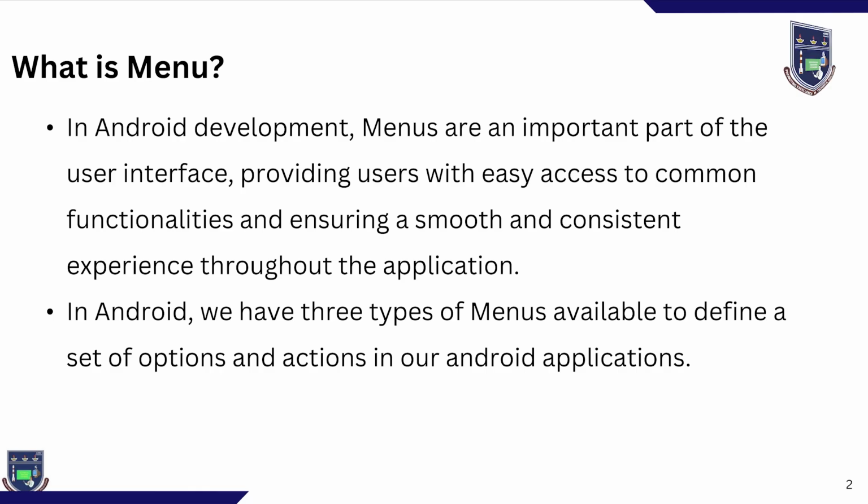In this particular session, we will learn about all three types of menus, their usage and the step-by-step procedures to implement them in Android applications, along with code examples and explanations. In Android development, menus are an important part of the user interface, providing users with easy access to common functionalities and ensuring a smooth and consistent experience throughout the application. In Android, we have three types of menus available to define the set of options and actions in our Android applications. Next we will see the various types of menu options in Android.